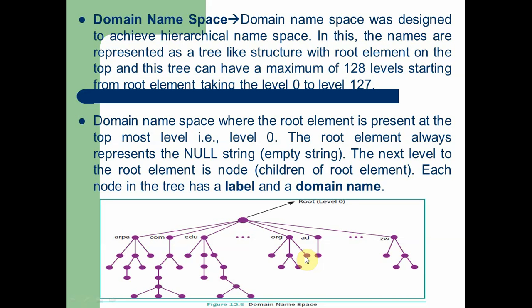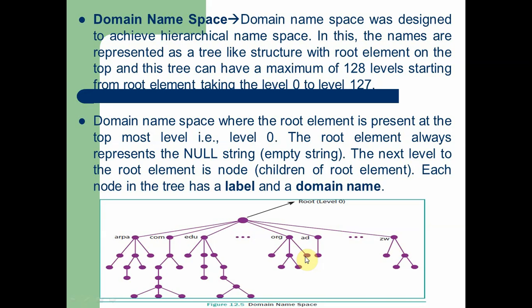So the hierarchical name system used in the domain name system has a specific structure. In a flat file there was no specific structure. So in domain names the root element is present at the top-most level, that is level 0. The levels start from 0 to 127, that is, up to 128 levels can be used in the domain namespace. The root element always represents a null string, an empty string. The next level below the root element is the nodes, that is, the children of the root.